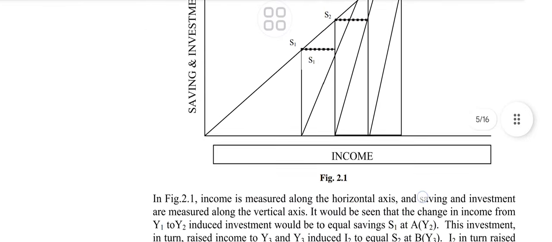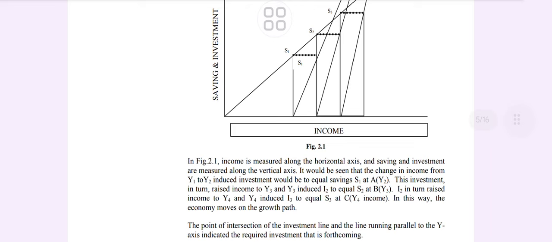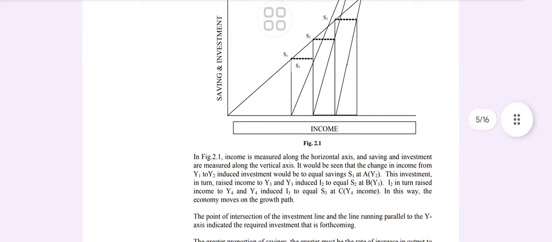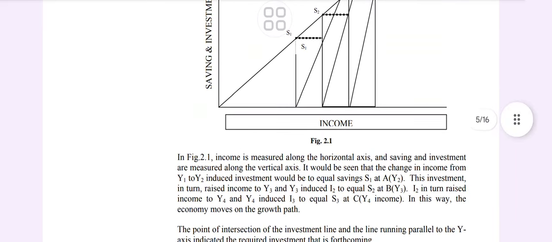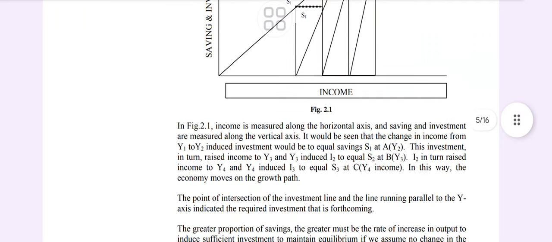So here is a diagram in figure 2.1. Income is measured along the horizontal axis. We know how important it is. You need to access the diagram, and it would be seen that the change in income from Y1 to Y2 induces investment equal to saving S1. This investment in turn raises income, so I2 in turn raises income to Y3, Y4 like this.